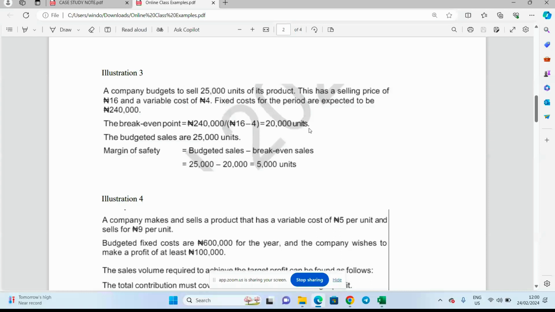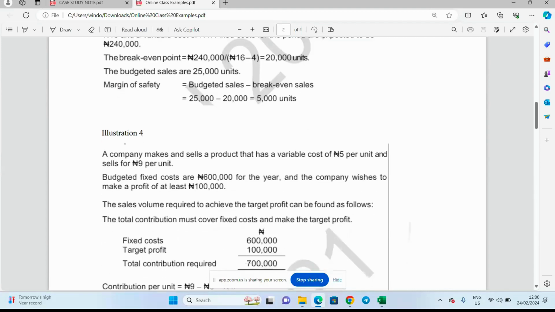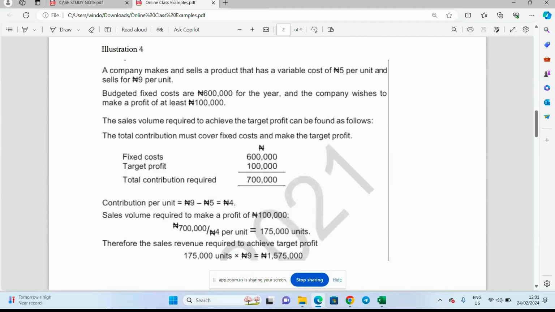20,000 units. Do we need to get break-even point in value? Let's check. A company budgets to sell and make 25,000 units. That shows what we are comparing 20,000 units with is actually in units, so we don't need to translate it to value. So it will be 25,000 units minus 20,000 units. Do you understand? Yes, sir. So margin of safety is budgeted sales minus break-even sales, which is 5,000. All right, sir. Thank you, sir.